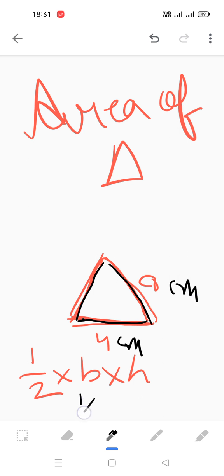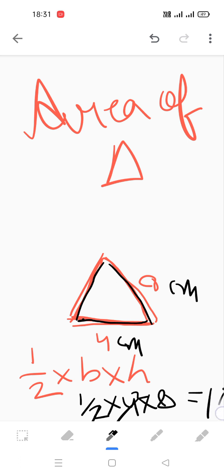That is 1 by 2 multiplied by the base, 4, and the height, 8. If we divide 2 into 4 or 8, either one, we get 2. When we multiply 2 into 8, what is the answer? 16. 16 will be your answer, 16 cm. So this is the area of the triangle.